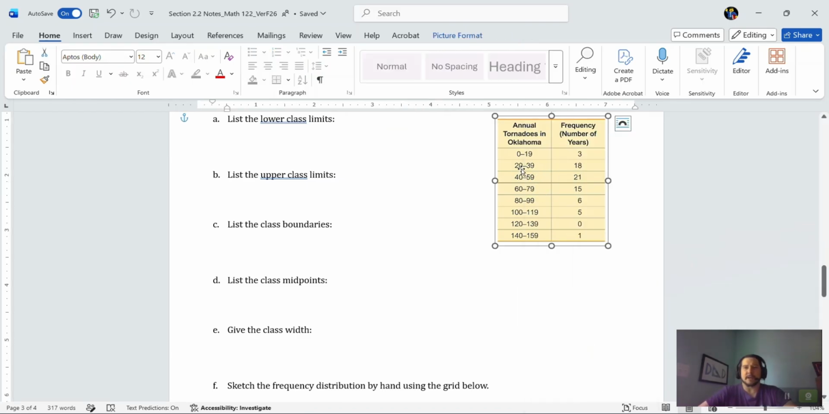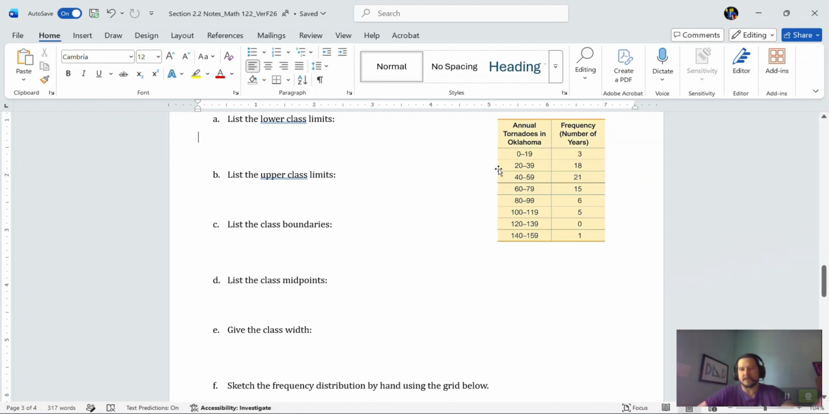And then 20 plus 39 is 59. And so the average of that would be 29.5. I don't know why I had a brain fart with that. But you could then infer the rest of the class midpoints. And then we already addressed the class width.